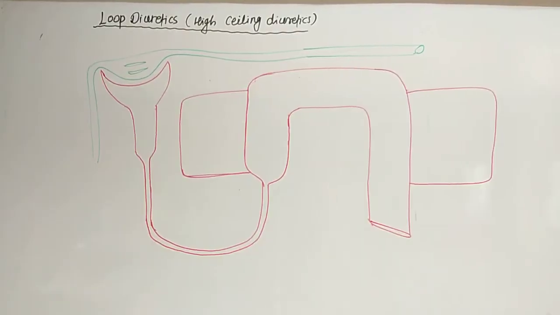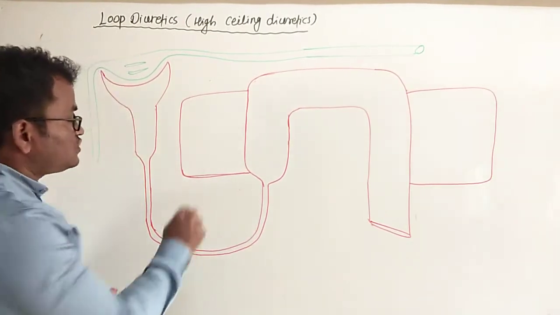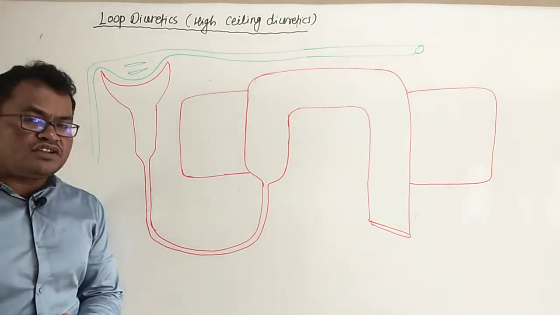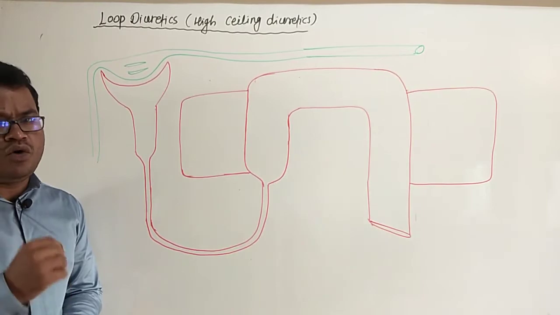Okay, so let's see the next point, that is loop diuretics. How do they act? These loop diuretics are also called high ceiling diuretics. High ceiling, because these are the most effective diuretics.